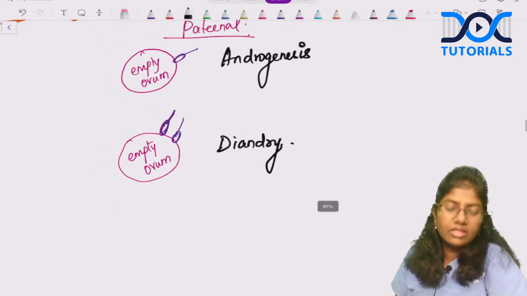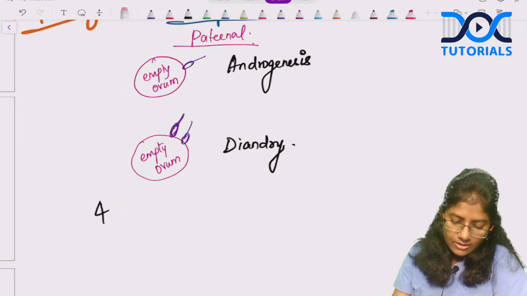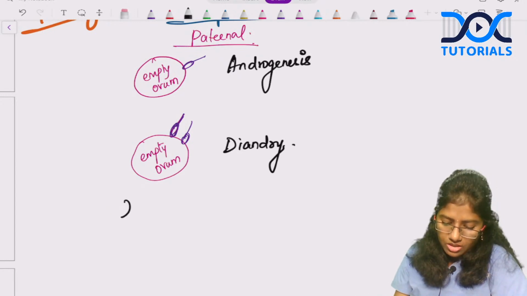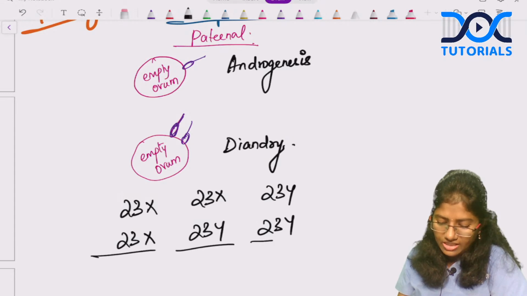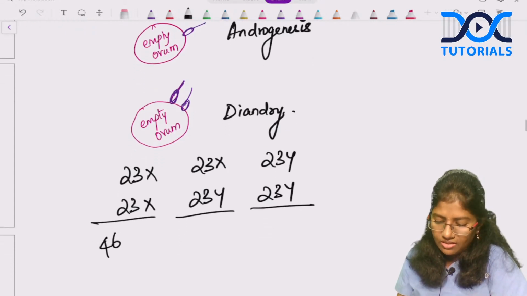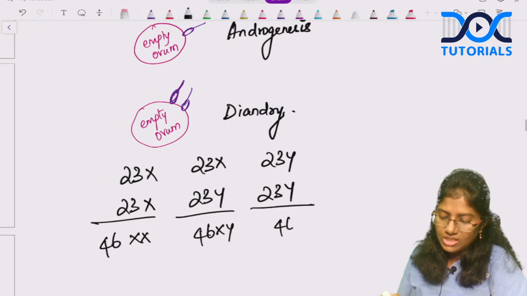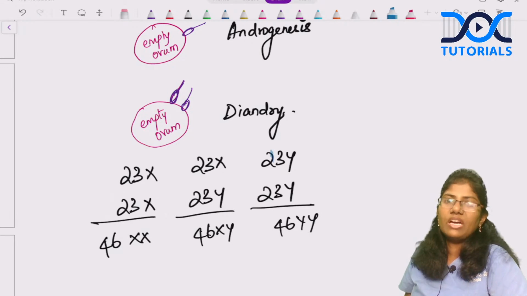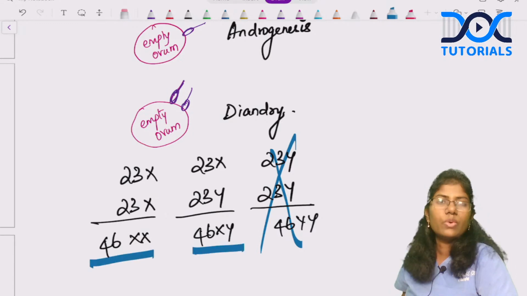There are different combinations of these sperms. The sperms can be 23X, 23X, or 23X, 23Y, or 23Y and 23Y. As a result, three different cells are formed: one can be 46XX, the other 46XY, and the third 46YY. But remember, this 46YY will not survive, because for survival you need at least one X chromosome. XX and XY can survive.